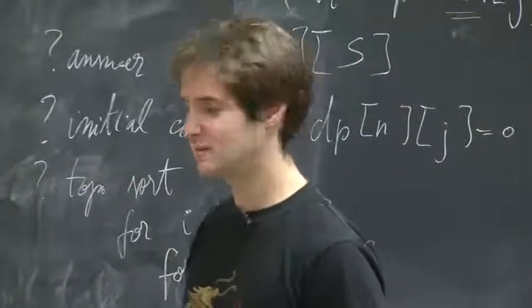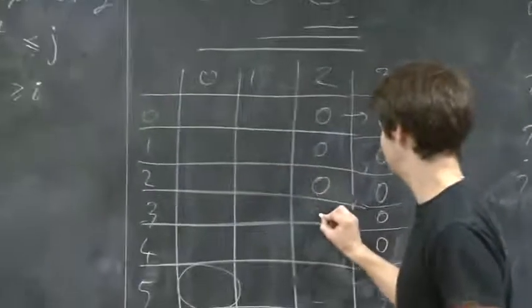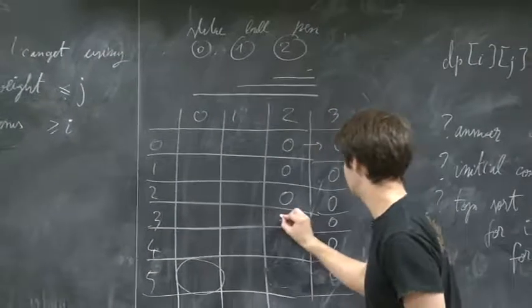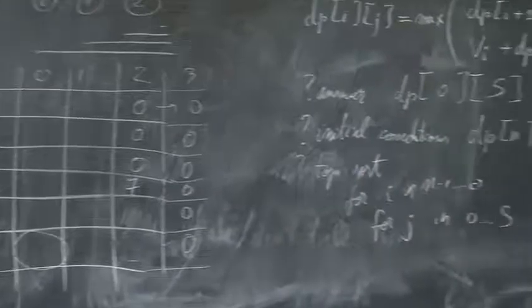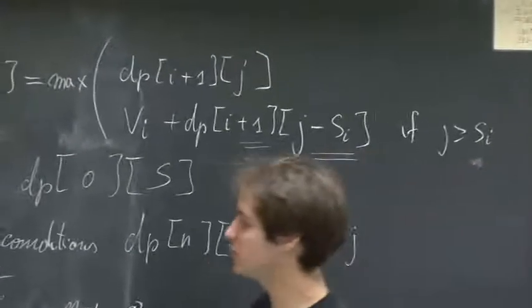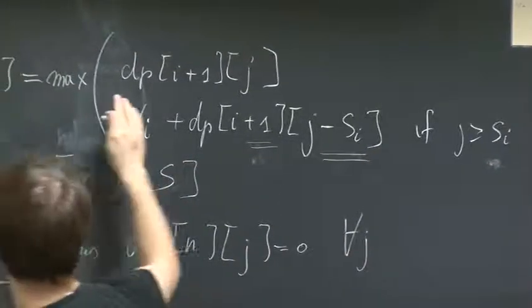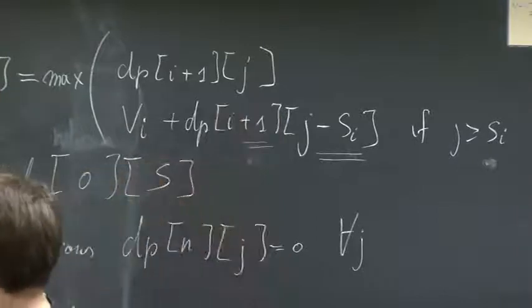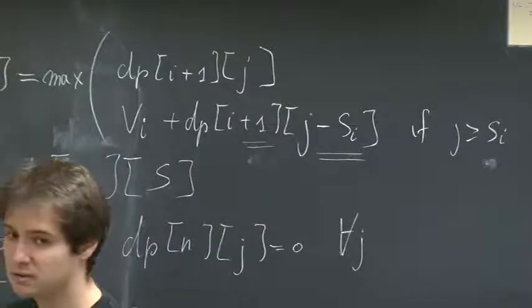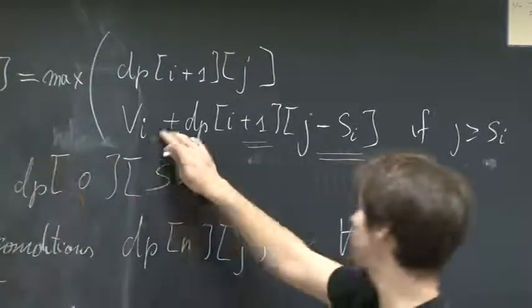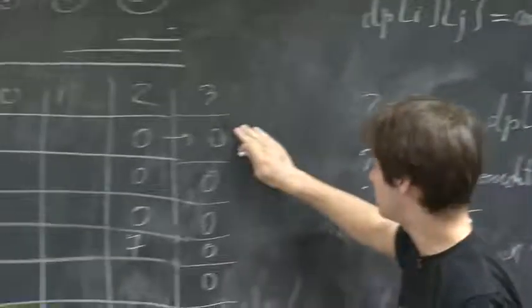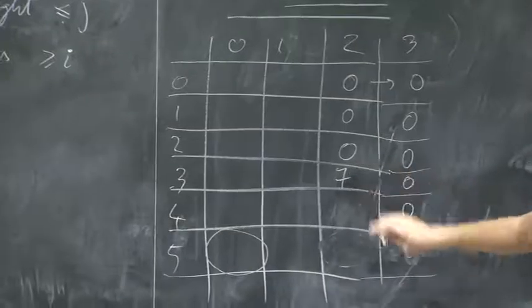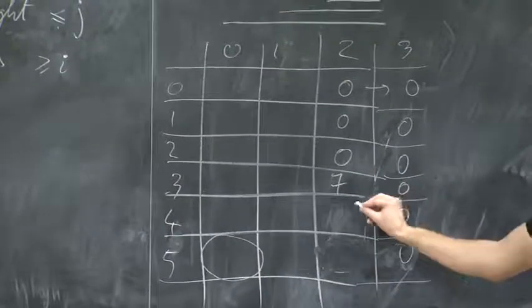Oh, so it's still 0 then. OK? 7. So here, this condition is going to evaluate to true finally. So this is going to be the maximum of either dp of i plus 1, j, so dp of 3, 3, which is 0, or 7 plus dp of 3, 0. So 7 plus 0, which is 7. That's why it's 7.